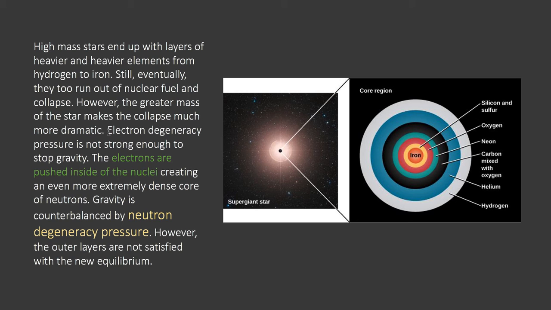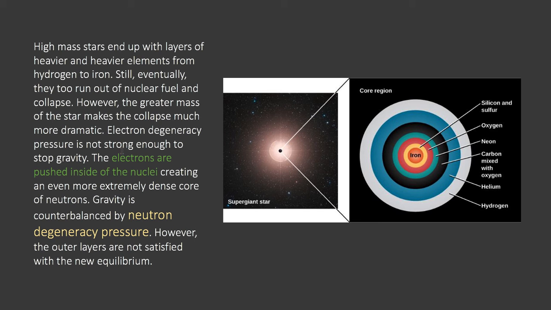It turns out that for stars that massive, the electron degeneracy pressure is not strong enough, and the electrons are actually pushed inside of the nuclei of the atoms. That creates an even more dense core. Because the electrons are pushed inside the nuclei, a negative charge pushed inside of a positive charge makes it neutral. And so the core becomes entirely neutrons. It's the neutrons pushing against one another now that can support the weight of the star, and so it's called neutron degeneracy pressure.